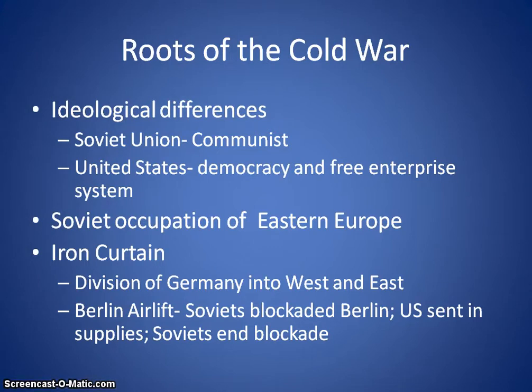Now, Soviet occupation of Eastern Europe, it's the Soviet Union and the satellite nations around it. And then you have the Iron Curtain, which is a division of Germany into West and East. Remember, the country itself was divided into West and East, and so was Berlin, the capital of Germany, which was located inside the eastern part of Germany. Right? I know it's a little confusing, but that's the way it was divided.